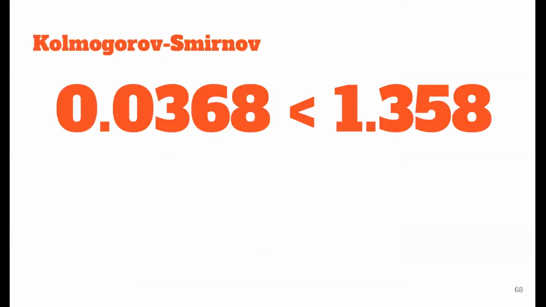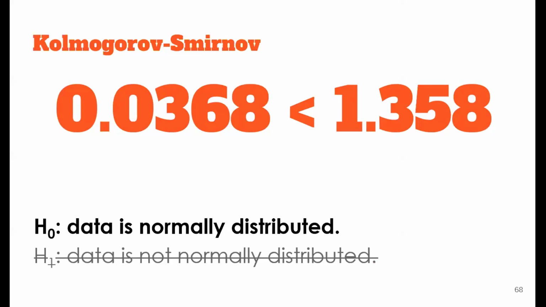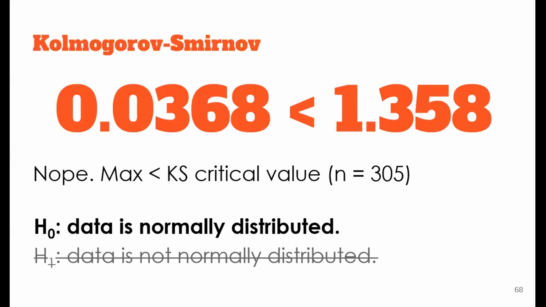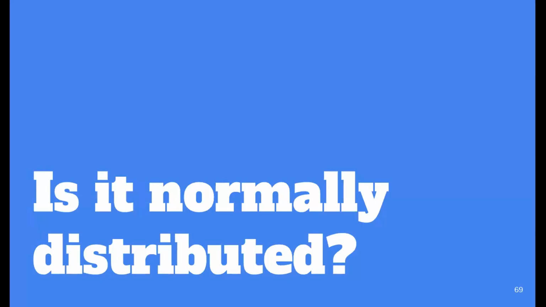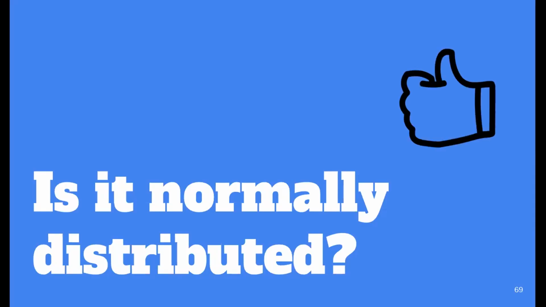What does that mean? Where does that leave us? For this KS test, we had a max value of 0.0368, and the critical value is 1.358. It's less than that, so we fail to reject the null hypothesis, and we can say that the data is normally distributed. The max is less than the critical value at an N of 305, and we've answered the question of whether this data set is normally distributed. Can we then follow on using an F test or something else to answer that question? In this case, yes, it is normally distributed, and so we can move on.